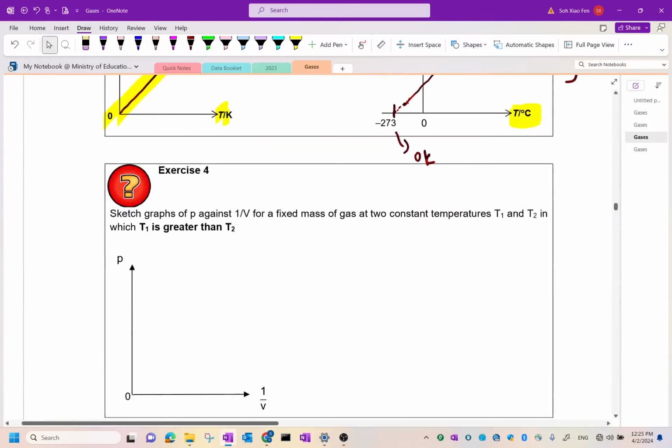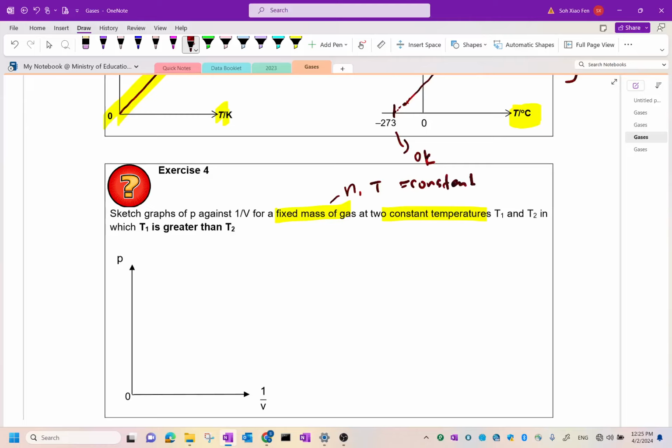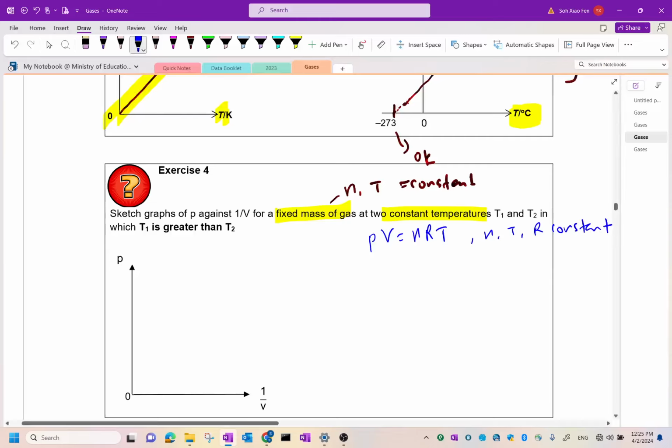Okay, so now let's look at exercise 4. You're supposed to sketch a graph of P against 1 over V for a fixed mass of gas at constant temperature. So this tells you that n and T are constant. Okay, so I have PV equals nRT. So now n, T, and R are all constant, right? That means that basically I'm now supposed to plot P versus 1 over V. So I can say that P equals nRT times 1 over V, right? So this is like my y-axis, this is like my x-axis, and this is my m.